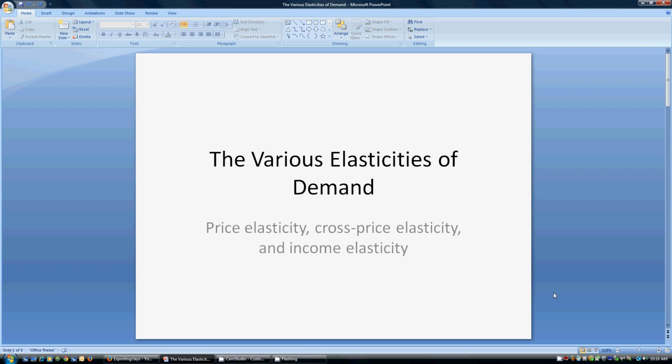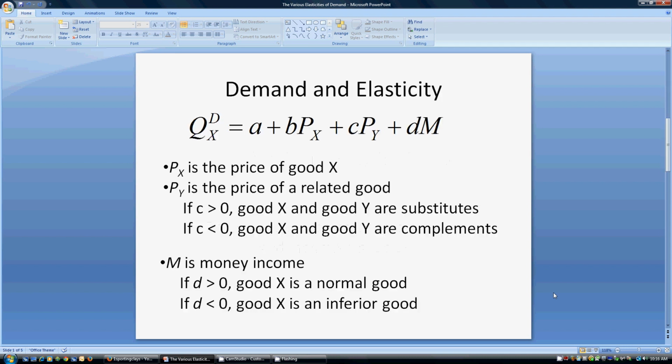Today I will review the various elasticities of demand. In particular, I will look at the price elasticity of demand, cross-price elasticity of demand, and income elasticity of demand, and we're going to calculate these from a linear demand function.